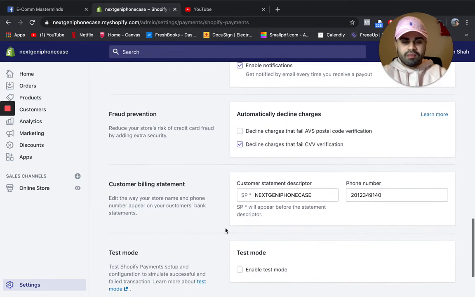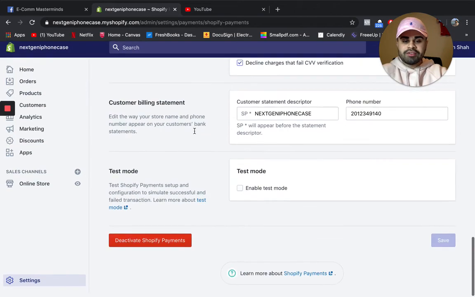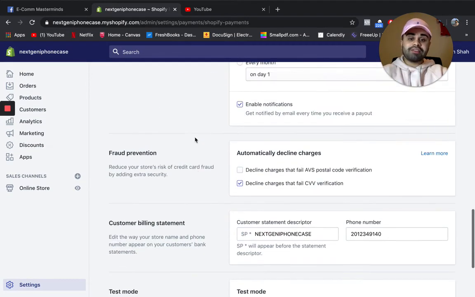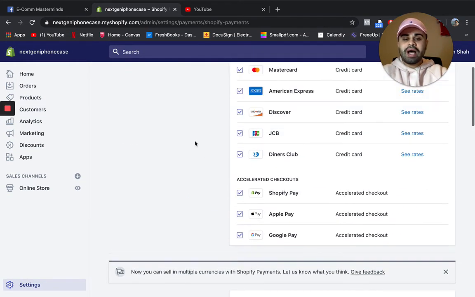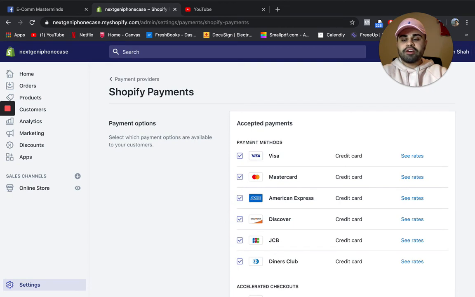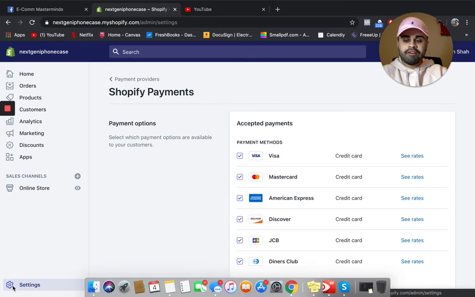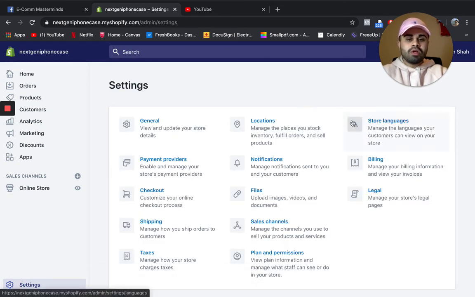Okay, this is just what you want your customer's billing statement to say. I said Next Gen iPhone Case because that's the name of the store, obviously. And yeah, that's basically it, guys. So make sure you have all this configured as accurately as possible. Very, very important. I know a lot of people who have messed up in the beginning, and later down the line, they've lost a ton of money, and that is not a situation you want to be in.